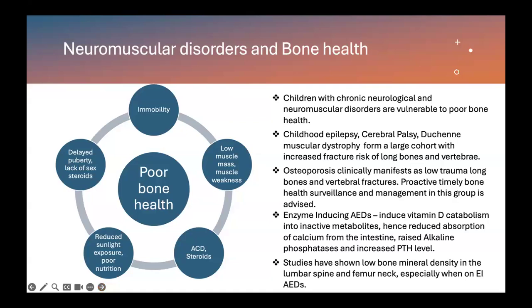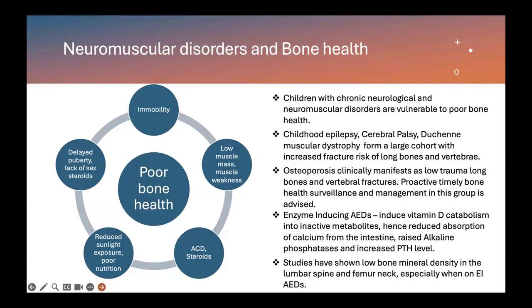Multiple factors that we just discussed result in poor bone health. So in addition to the ones that we have already discussed, low muscle mass, muscle weakness, immobility, reduced exposure to sunlight, poor nutrition, and delayed puberty are important factors.